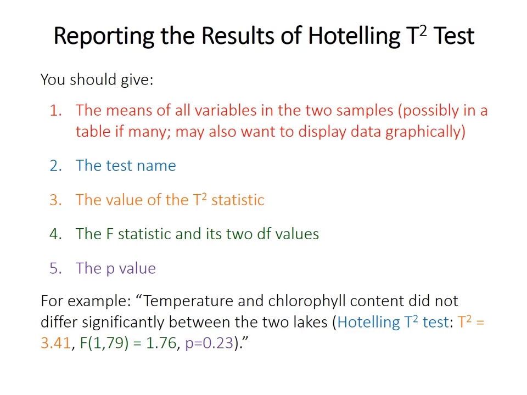So there's a lot of information to report for the Hotelling T-squared test. You should give the means of all the variables in the two samples. If there's a lot, a table might be appropriate. Some kind of graphical presentation, like box and whisker plots, could also be useful. Obviously, you should tell what test you ran. Give the T-squared statistic, the F-statistic that it gets converted to, and its two degrees of freedom, as well as the p-value.